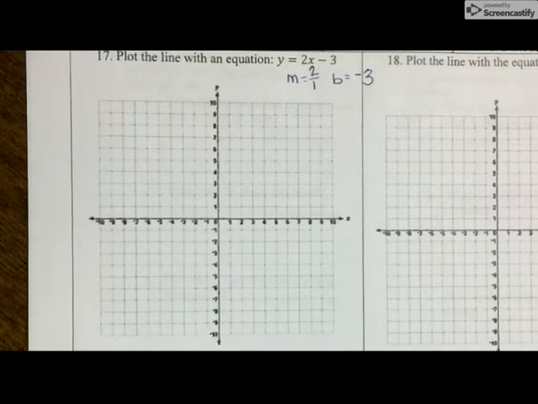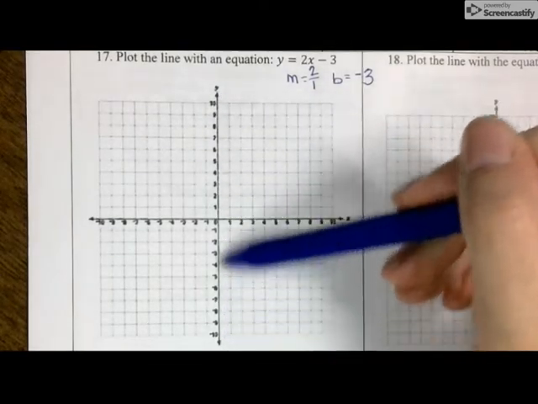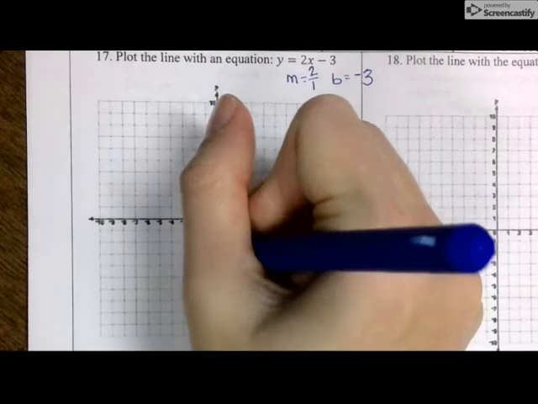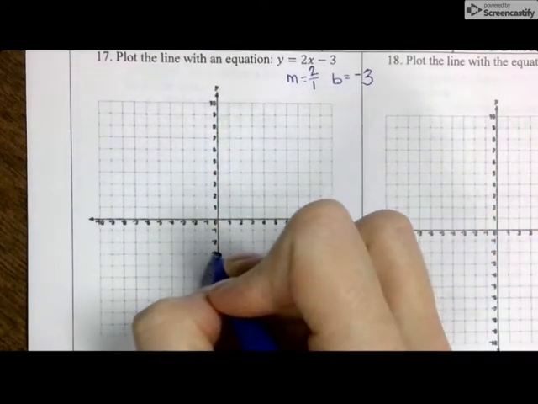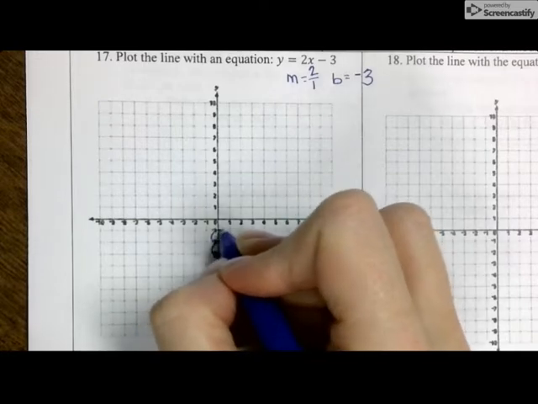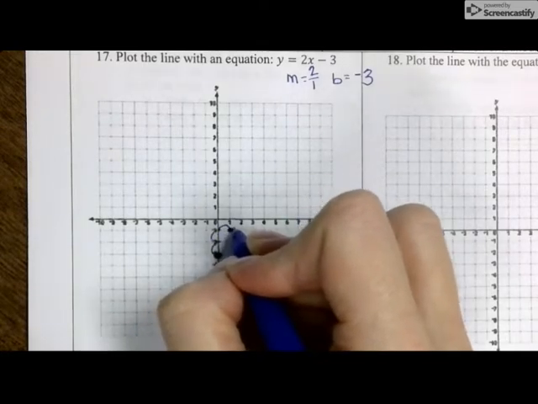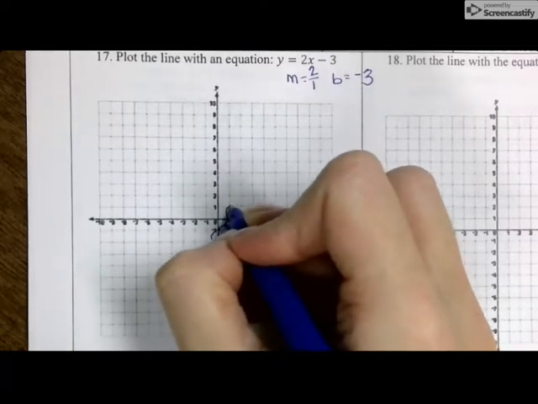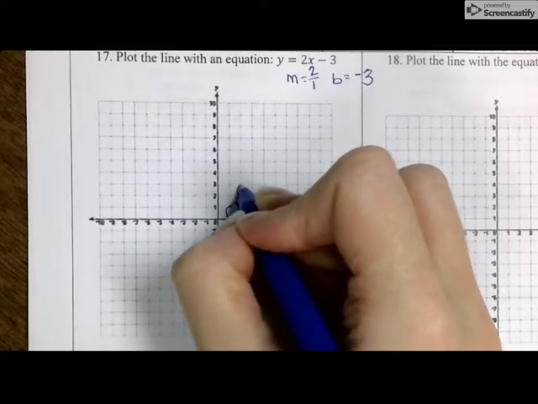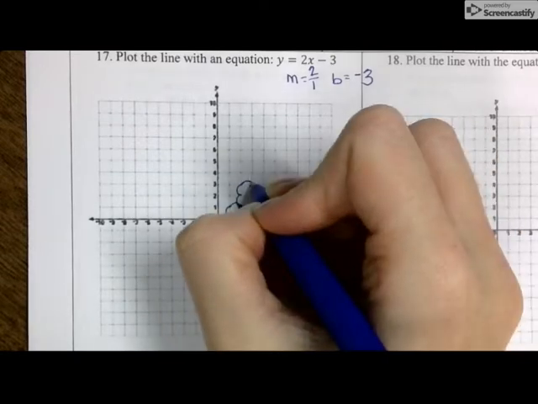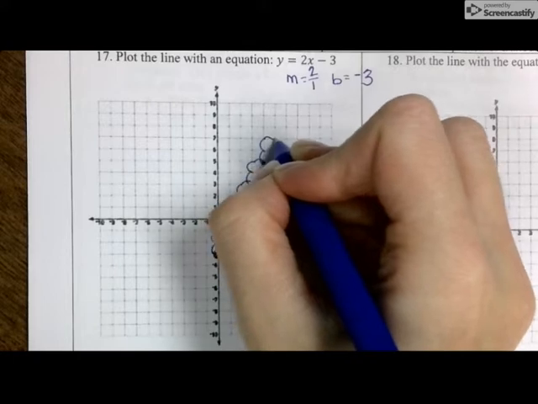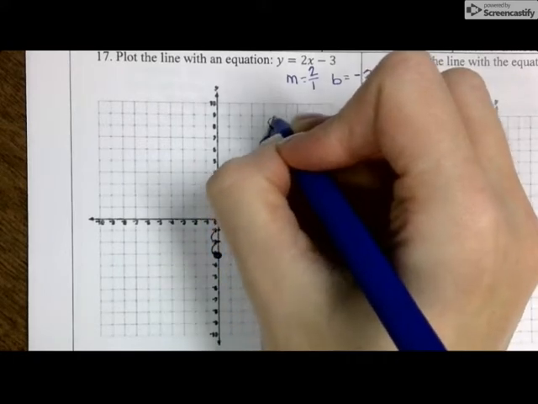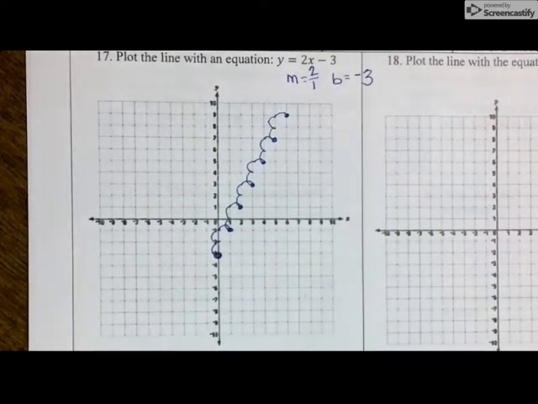So I'm going to find my b on my y-axis because it is my y-intercept. I'm going to find negative 3 on the y-axis. Because my m is positive, that means I'm going to go up that many boxes, and then run right 1 box. Up 2 boxes, run right 1 box. Up 2 boxes, right 1. Remember, I told you I like to go as far as I can. Again, your test will be multiple choice, so as long as you can figure out which one it is, that's all you need to know.